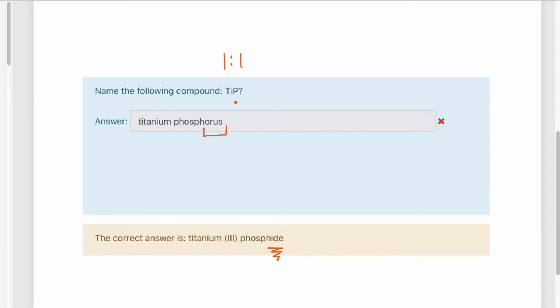+3, +1, +4, I think it's pretty diverse. The way we know this is a +3 charge is because we know phosphide is a -3. And so that single titanium has to carry a charge that's equal and opposite of that of the anion here. And then once we have that charge figured out, then that's what determines the Roman numeral in there.